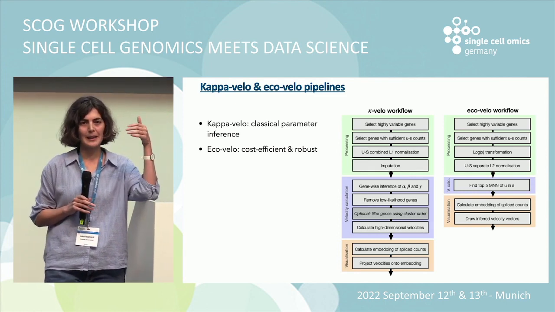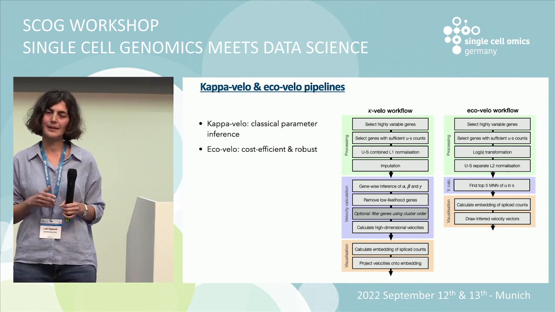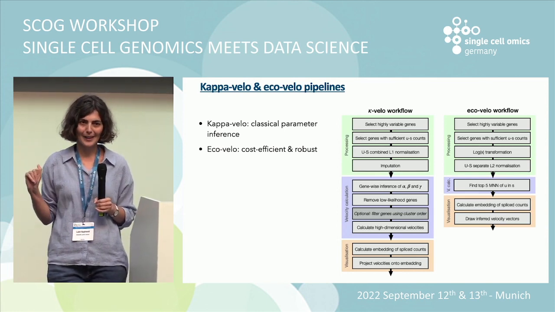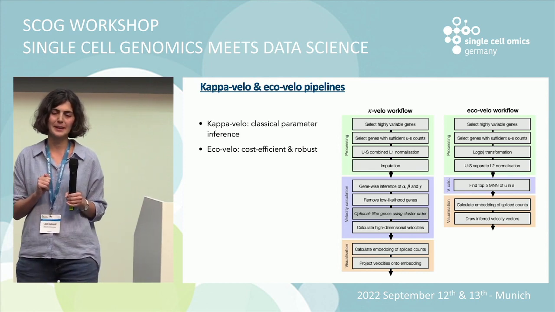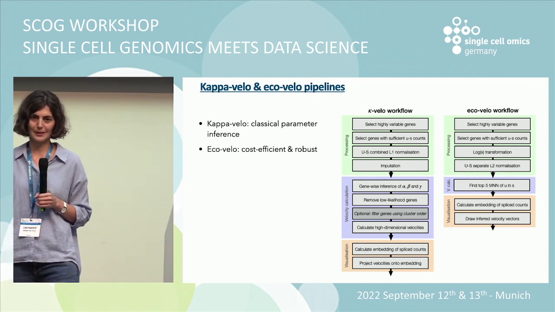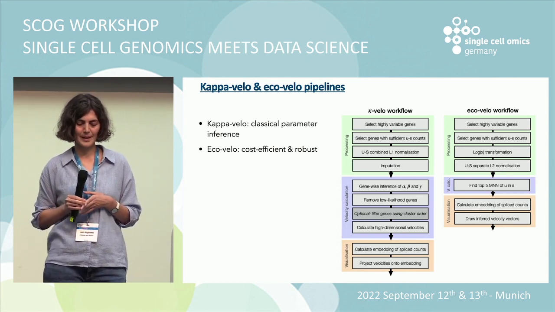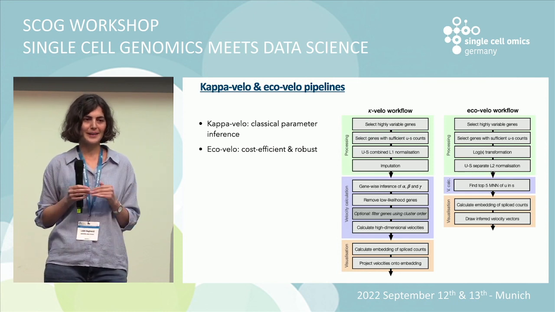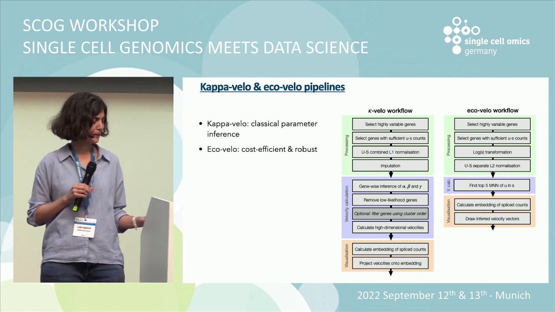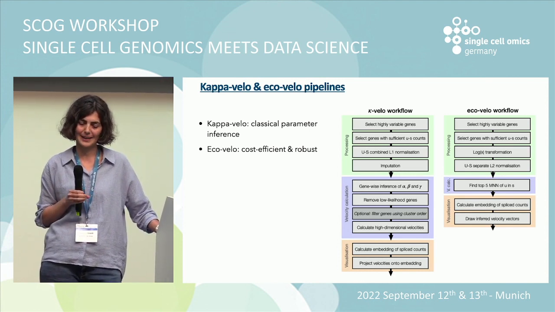Kappa-Vilo is built more on the classical framework that was introduced in the two previous methods, and Eco-Vilo is just taking a shortcut. It's a bit different, and it doesn't decompose the velocity components into different genes and does not try to add them up later. This eliminates a lot of processing steps and parameter estimations, which can be sources of errors. I should say none of these methods are still perfect, but we did some improvements at some of the stages.